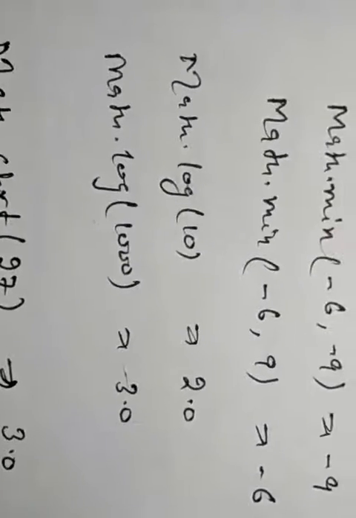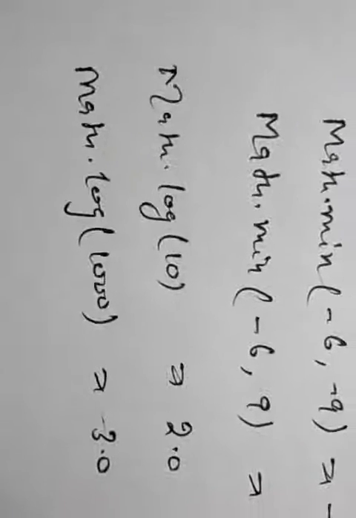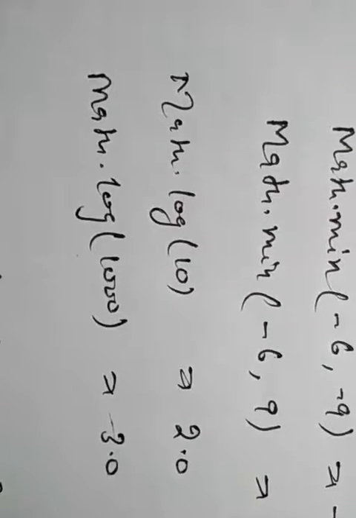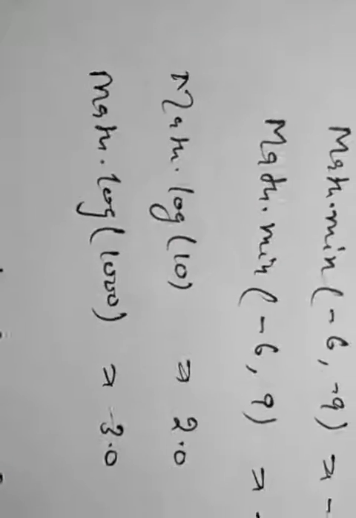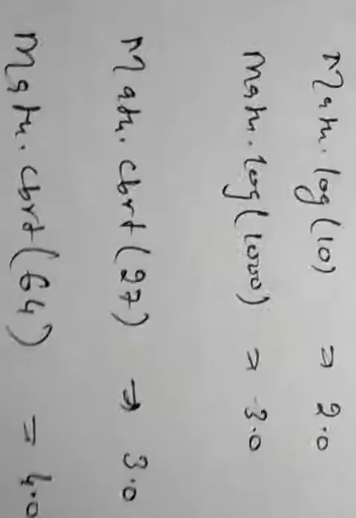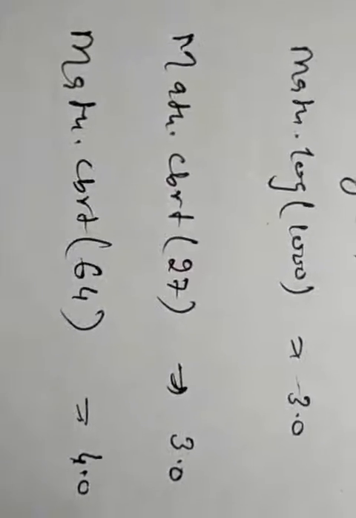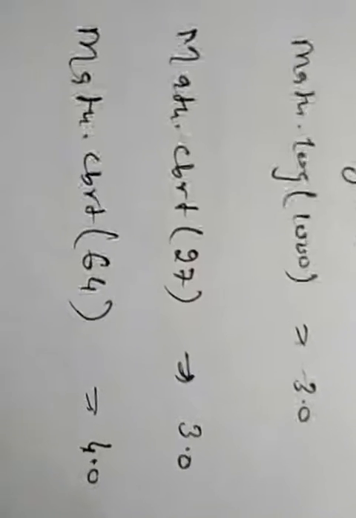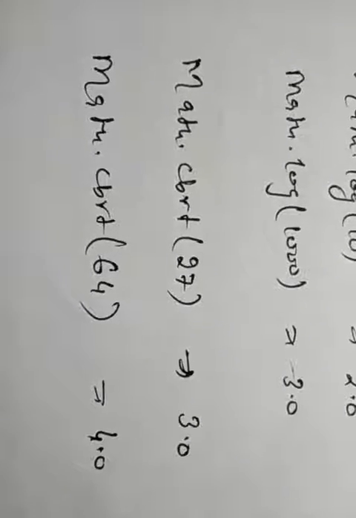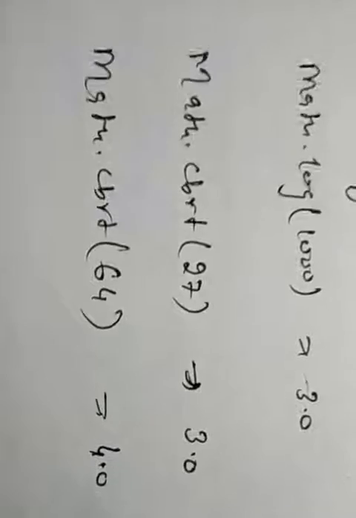Math.log10 will return the base 10 log value. So Math.log10(10), then the answer is 1.0, and Math.log10(1000), then the answer is 3.0. So the number of zeros gives the answer. And this is a cube root, Math.cbrt(27), so the answer is 3.0. This function also returns the answer in double, and Math.cbrt(64), the answer of this is 4.0.